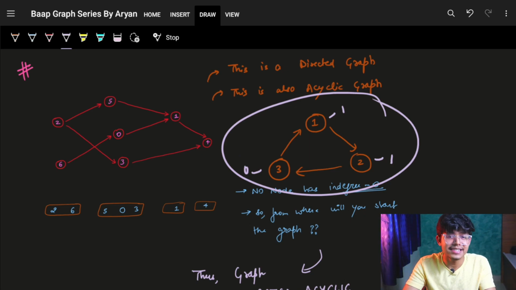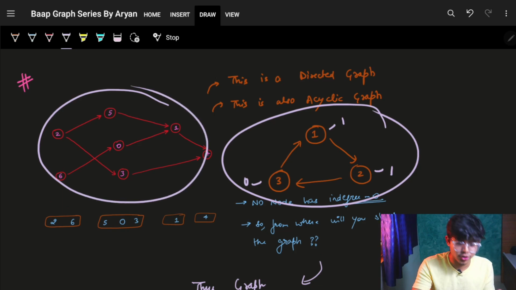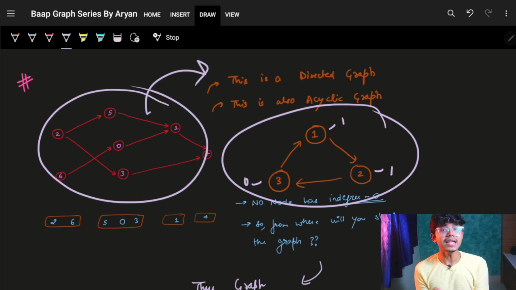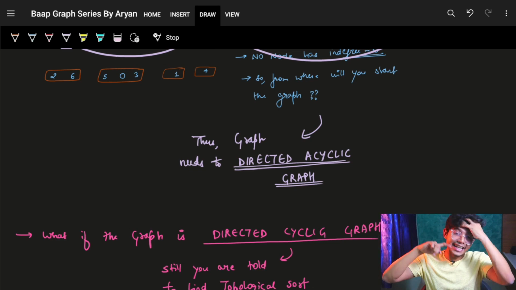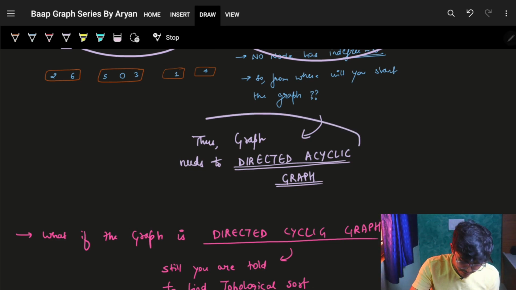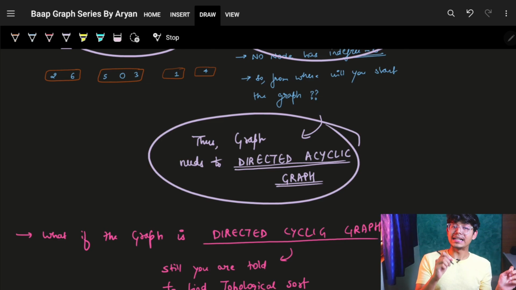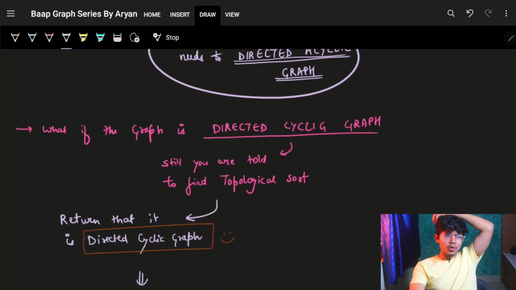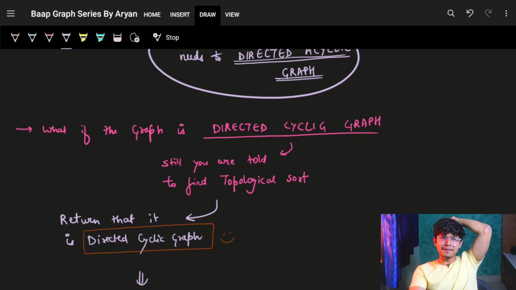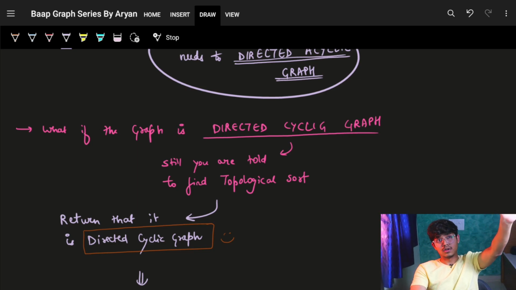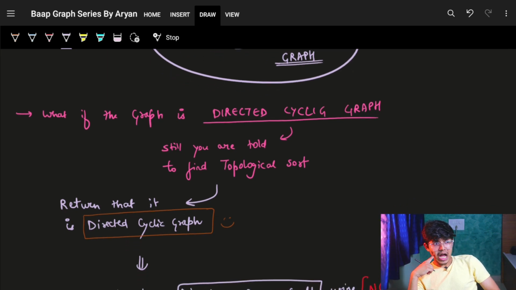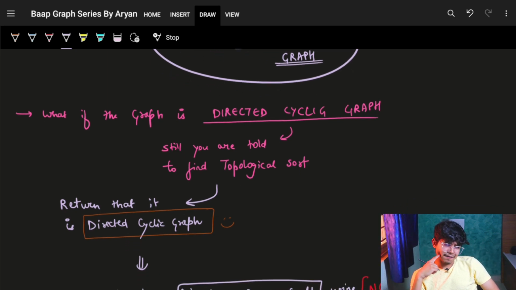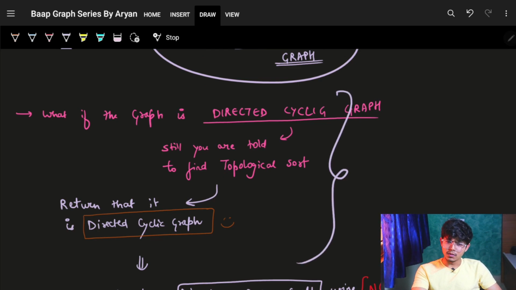Thus, it is important that if you are finding the topological sort of a graph, it should actually be acyclic, which means it should not have a cycle. A directed graph should not have a cycle, which means it should be a directed acyclic graph. Thus you will say, Aryan, so does that mean we have to first make sure that a directed graph is not having a cycle?